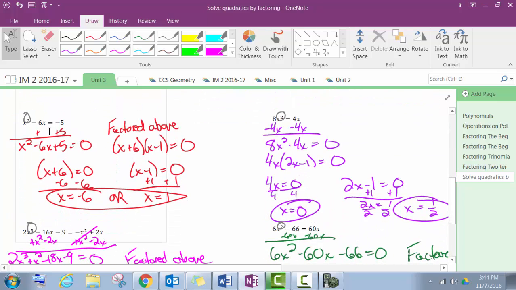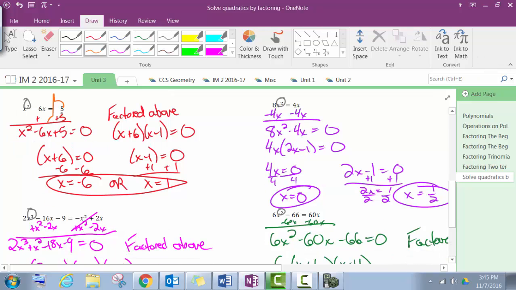So this first one, x squared minus 6x equals negative 5. Well, I got to set it equal to 0. So I want to get this over, this over here. So how do I do that? Well, how do we get rid of negative 5? I add 5. So now I have x squared minus 6x plus 5. I already factored it above. I'm not going to factor it again. So it's x minus 5 and x minus 1, and it equals 0.